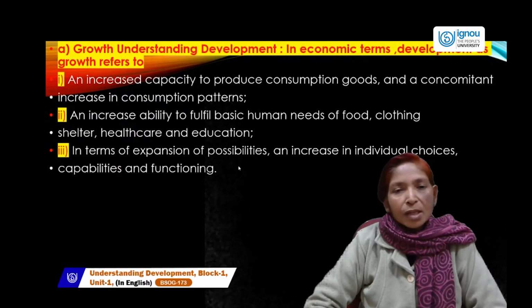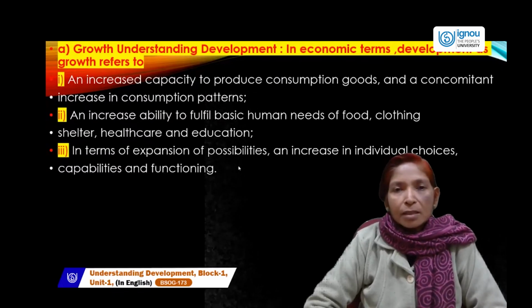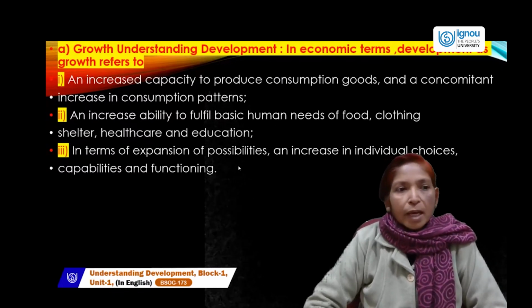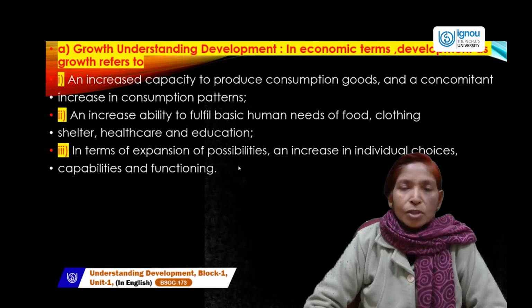So growth can be defined in these three different ways. One is increased capacity to produce consumption goods so that consumers can get maximum goods and services for fulfillment of their needs or wants, and increased ability to fulfill basic requirements like food, clothes, shelter, education, health, and sanitation.